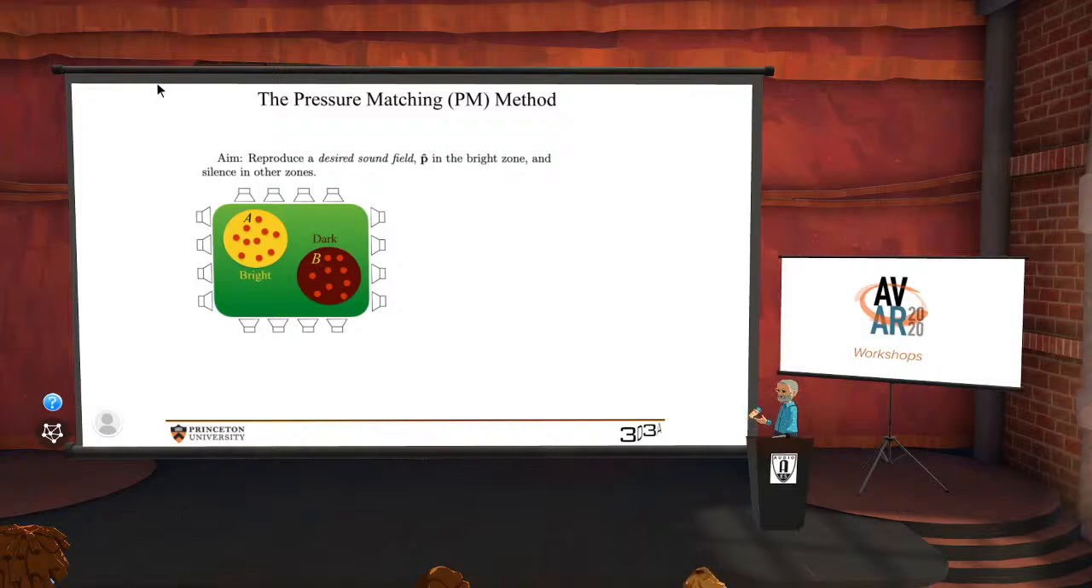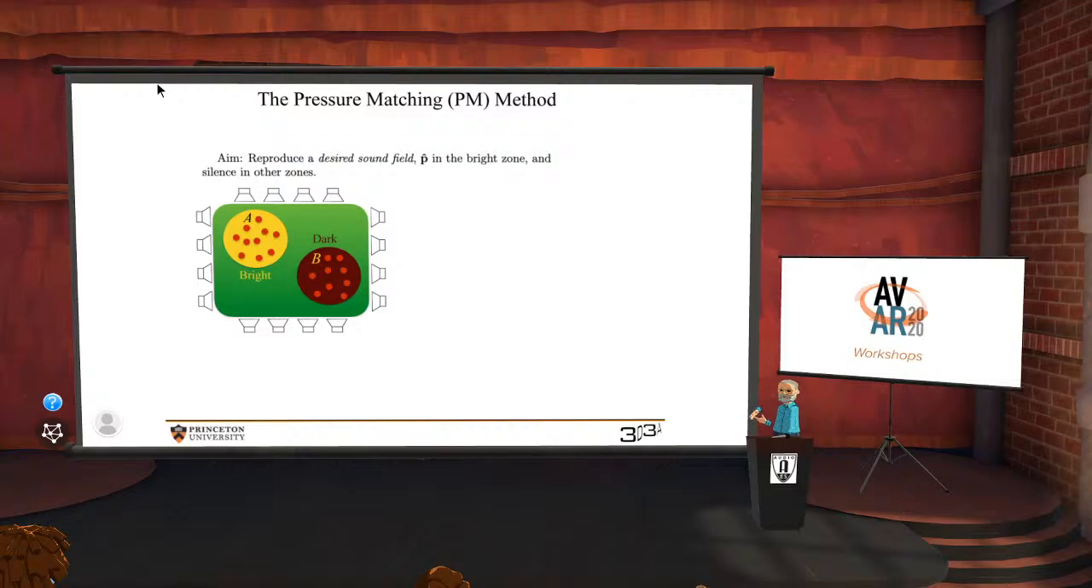So the aim is, instead of trying to just increase the contrast itself, you do something else. You try to produce a desired sound field pressure. In other words, you have a pressure in mind that you want to exist there, and you want to shoot for it. We call that target pressure vector P. So you want these red dots to have a certain desired pressure that will build the sound field that you have in mind. And you want that to be in the bright zone. And you want silence in the dark zone.